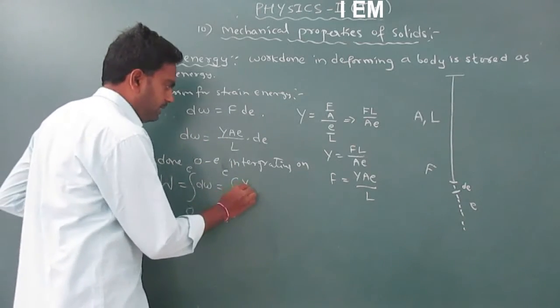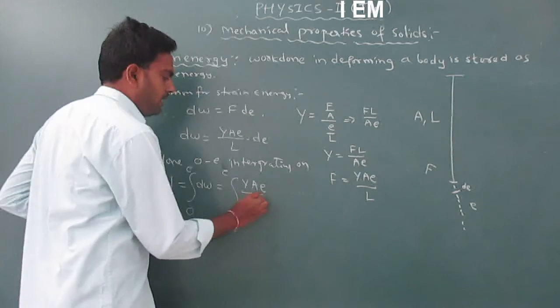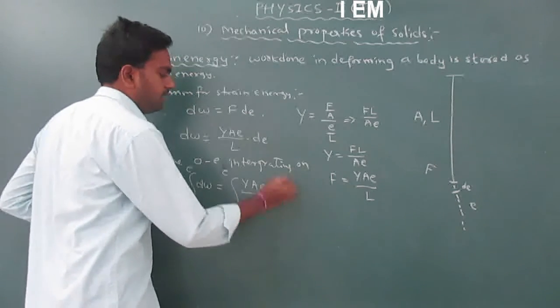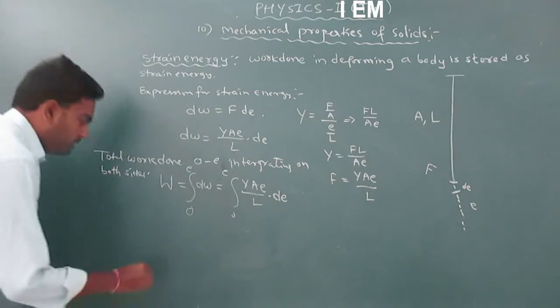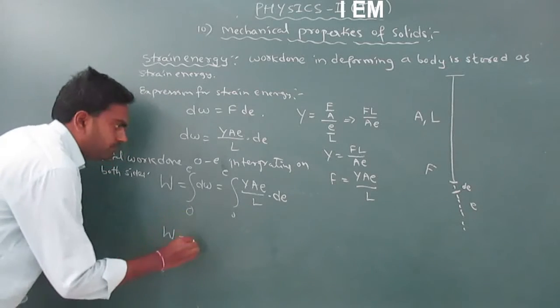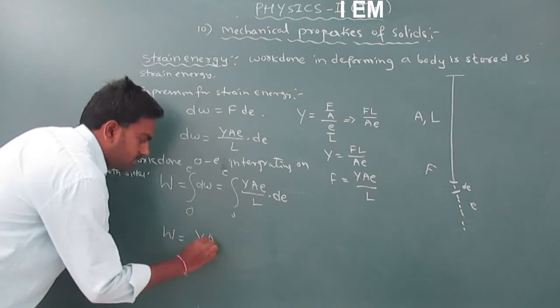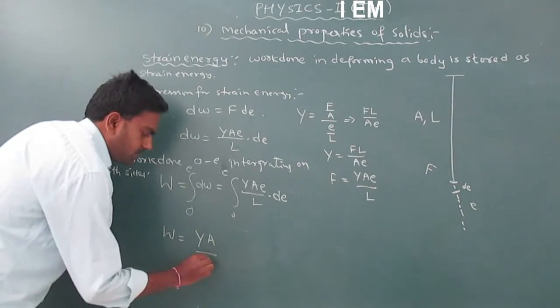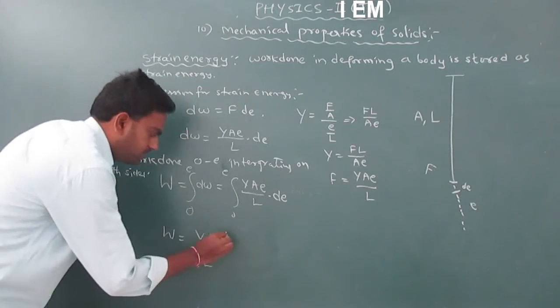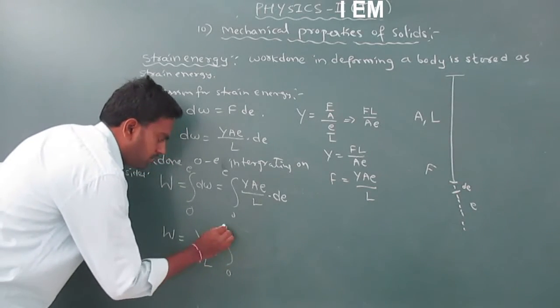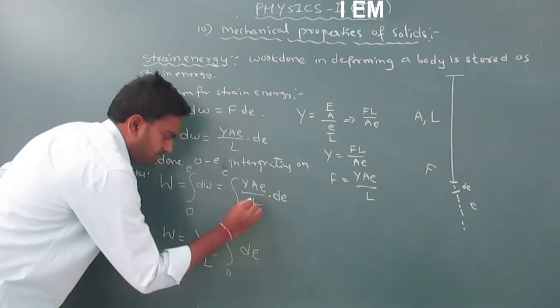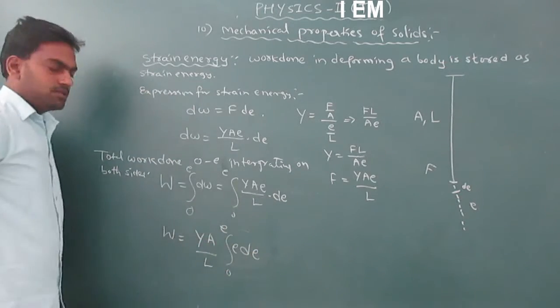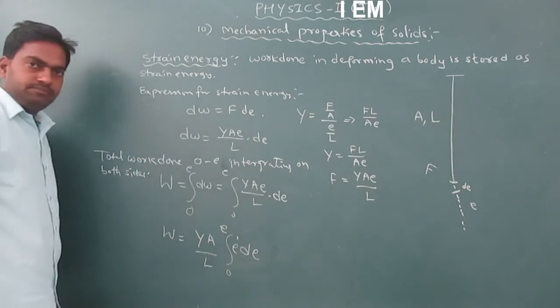So Y A E by L into dE we can write. So W is equal to, Y is a constant, A is a constant, and L is also a constant. So the remaining equation we can write is the integral from 0 to E of E dE, with the power of E taken as 1.